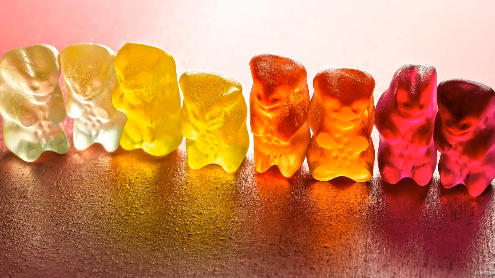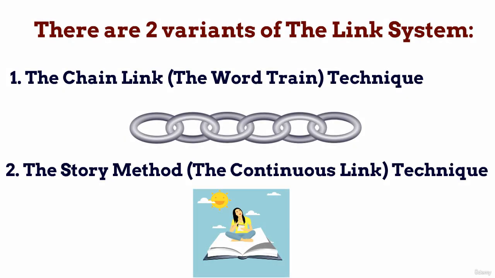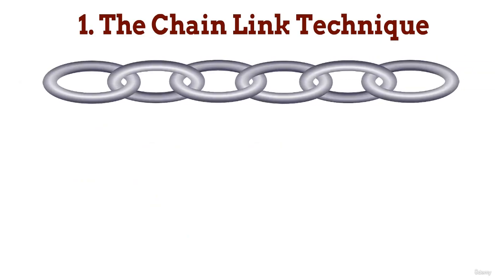This mnemonic technique works by coding information to be remembered into images and then linking these images together. There are two variants of the link system: the chain link, or the word train technique, and the story method, or the continuous link technique. Let's view how to use each of these methods. The chain link technique works by linking a series of pairs of items, elements in the list that are next to each other, like a chain.